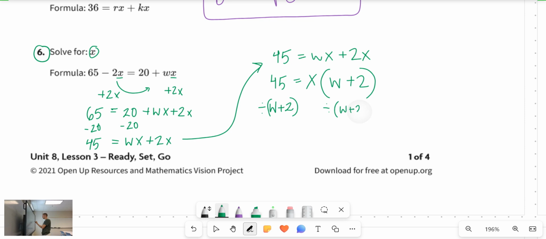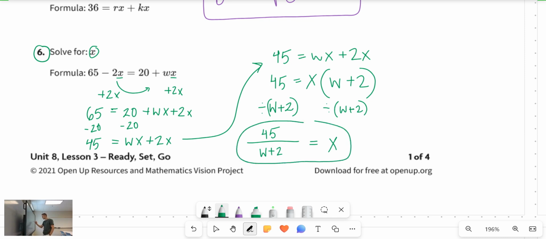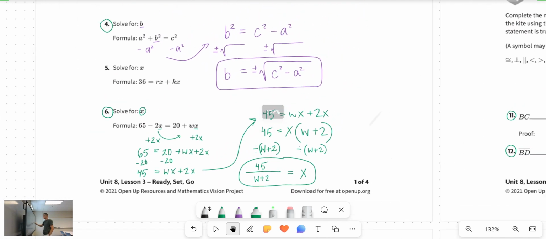We're dividing both sides by w plus 2. So we get 45 divided by w plus 2 equals, and what's left over here? If we divide x times w plus 2 by w plus 2, we get just the x. And what were we trying to do here? We were trying to solve for x. So there we go, we have solved for x. And that's the bottom of the page.